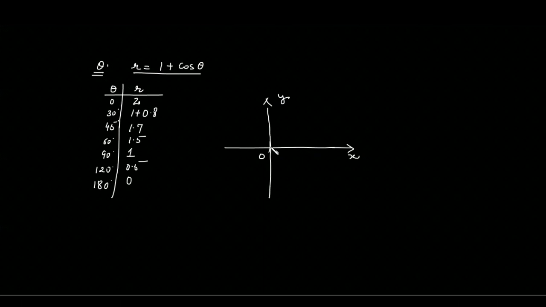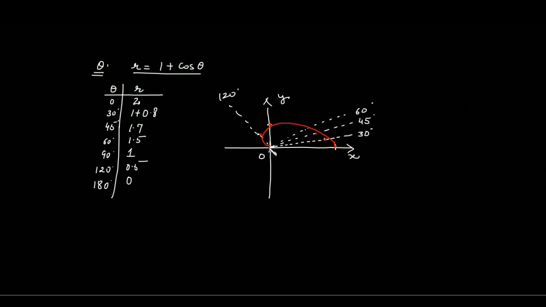So at 0 the distance is 2, at 30 degree the distance is 1.8, at 45 the distance is 1.7, right? At 60 degree the distance is 1.5, at 90 degree the distance is 1, 120 it is 0.5, and at 180 it is 0. So if you draw the graph, you will get this.